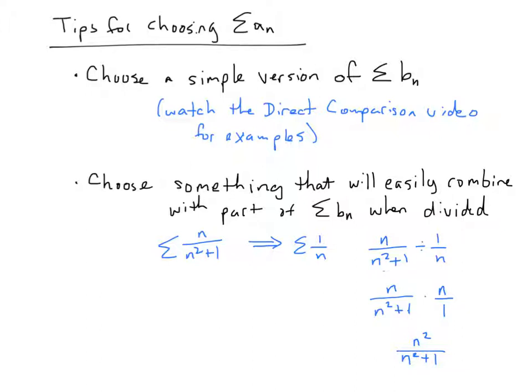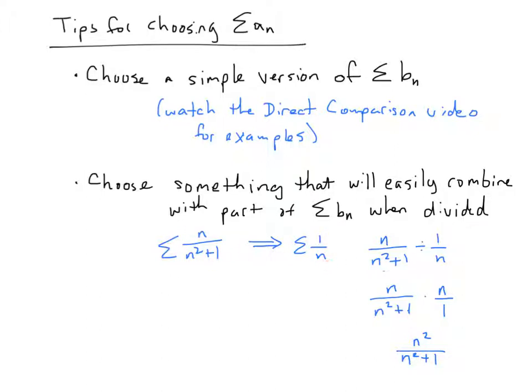The second tip, you want to choose something that easily combines with the part of the series that you're given when you make a quotient out of the two of them, or when you find the quotient of the two. So, for instance, if you have something with just polynomials in it, you don't want to pick something that's got maybe a natural log. Pick something that looks similar and that will make your life easier when you go to divide them. So here's an example where we have n over n squared plus 1.